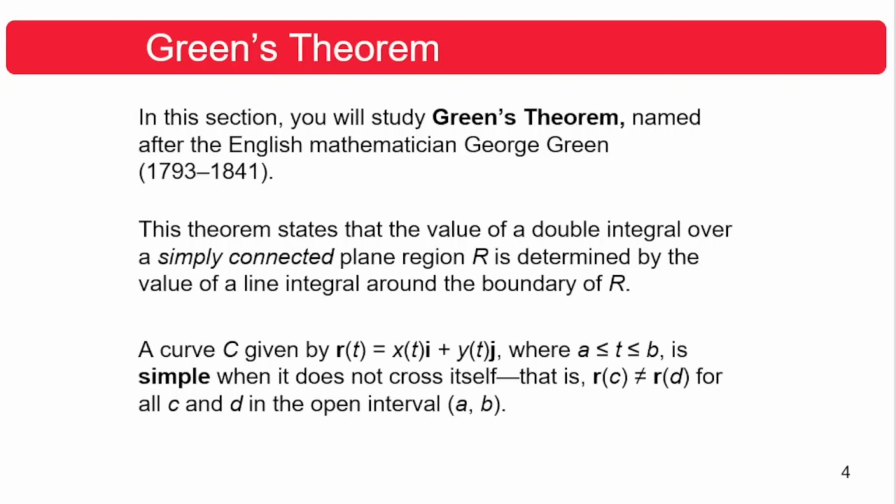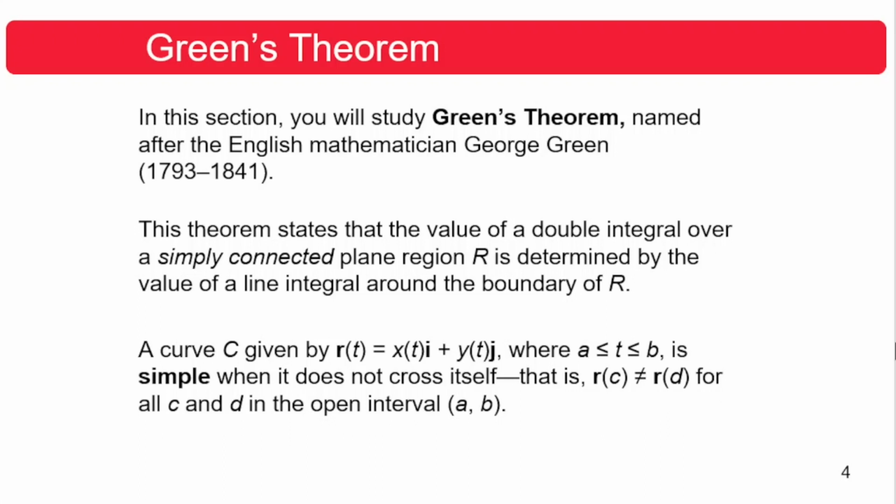So in this section, we will study Green's theorem. It is named after the English mathematician George Green, from 1793 to 1841. This theorem states that the value of a double integral over a simply connected plane region R is determined by the value of a line integral around the boundary of R.